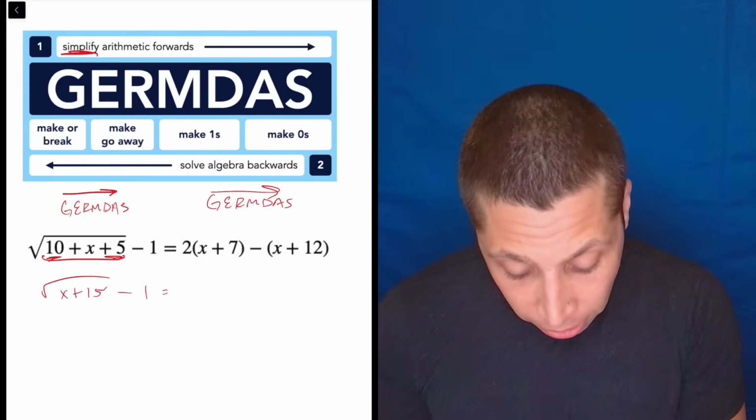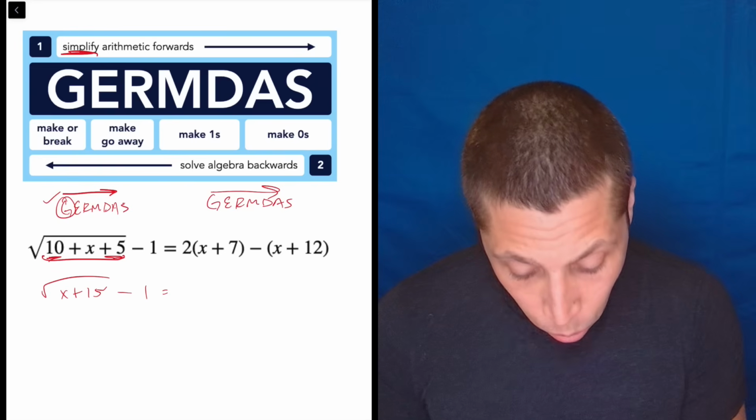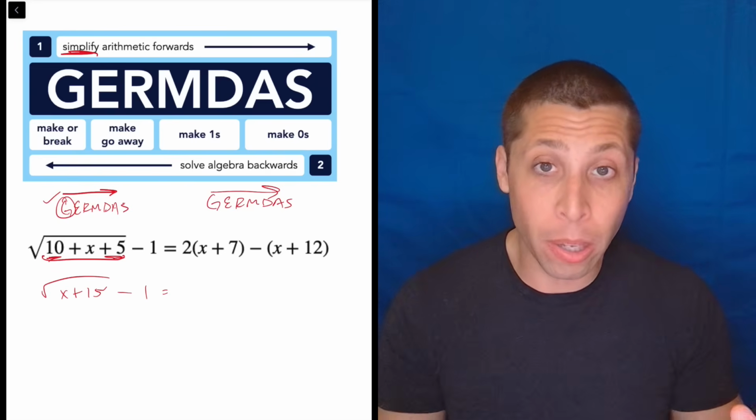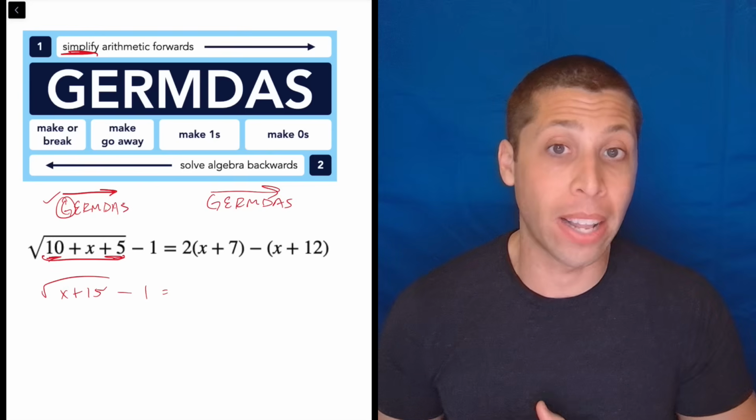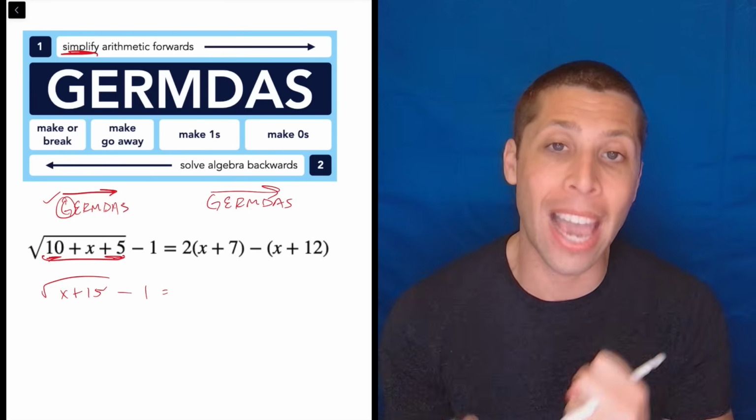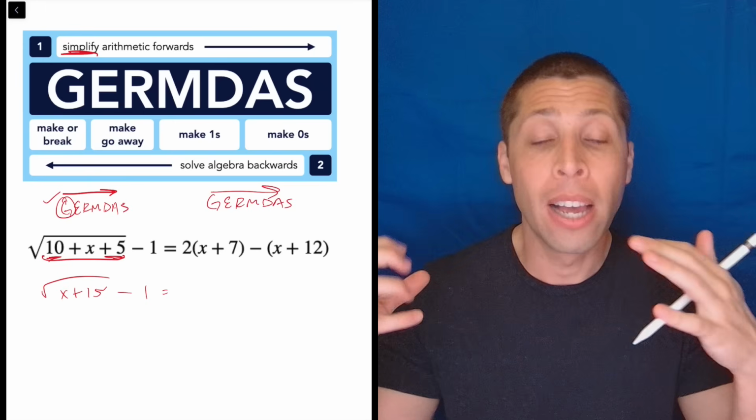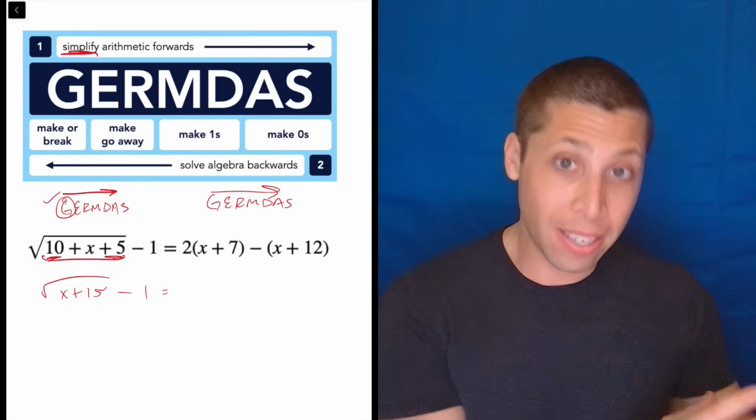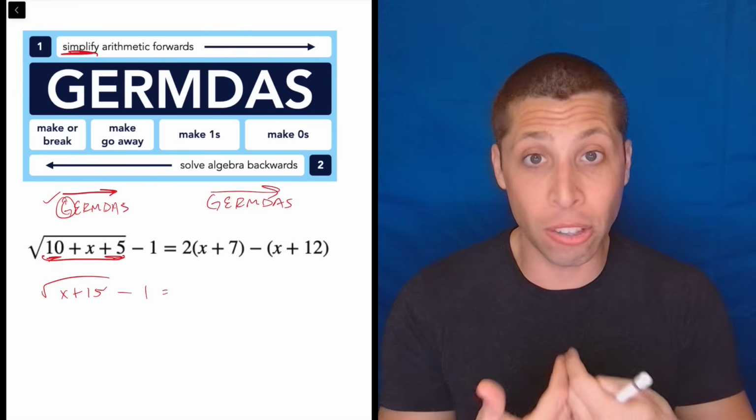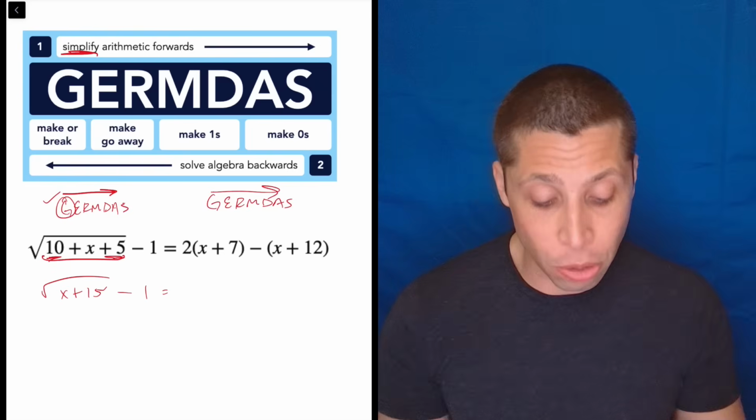Now, I've taken care of my G, right? So that worked. Are there any exponents or radicals? Yes, there is a radical, but I can't do anything with it because x plus 15 is inside of it. And even if 15 was a nice number that I could take the square root of, I couldn't do it because it's being added to the x. And when you have exponents and radicals mixing with addition and subtraction, you're hitting a lot of barriers. There are very limited things you can do. So we're not really able to do anything else here.